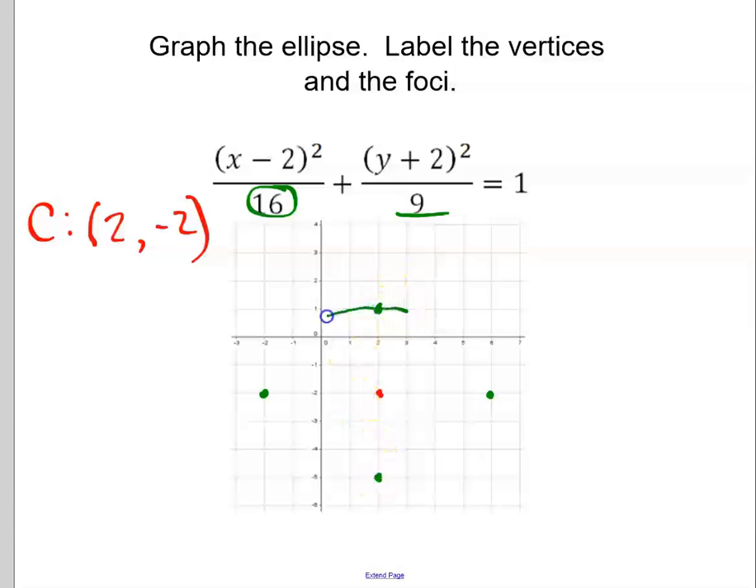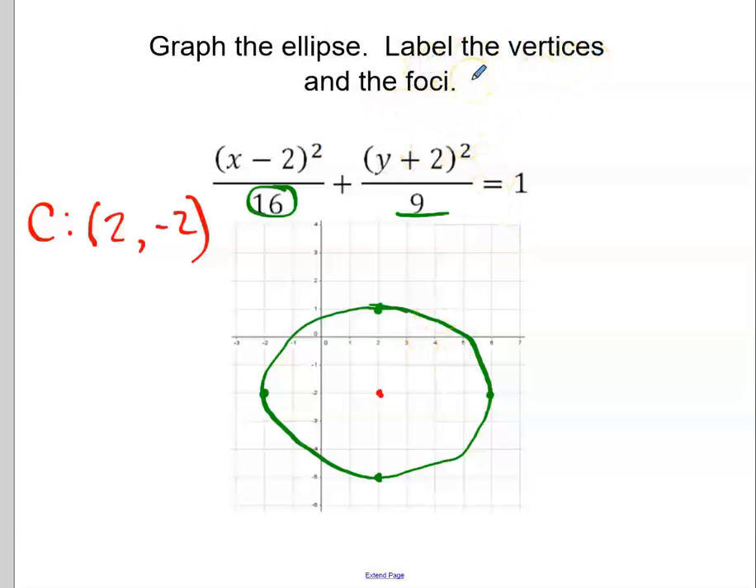Then you just draw your oval. Okay, this is an ellipse, it's not a circle, so it's not going to be the exact same, but we have to draw with rounded sides just like we do with a circle. All right, and that is your ellipse. You'll notice that the bigger of the two denominators was underneath the x's, and you'll notice that the longer side, or the longer axis, referred to as your major axis, is horizontal. Okay, so now the only thing left to do is label the vertices and the foci.